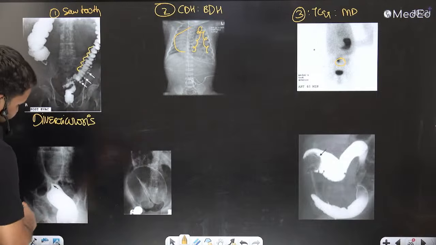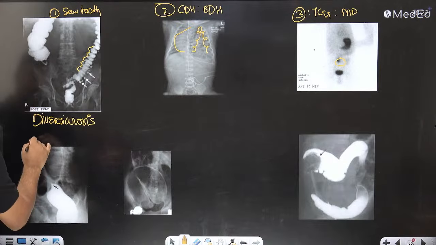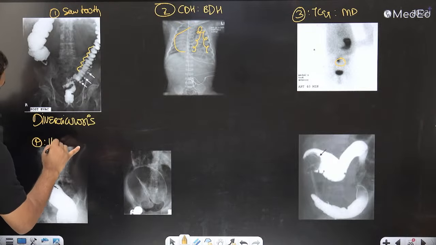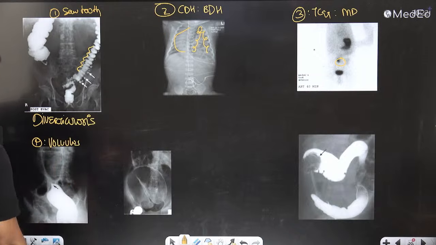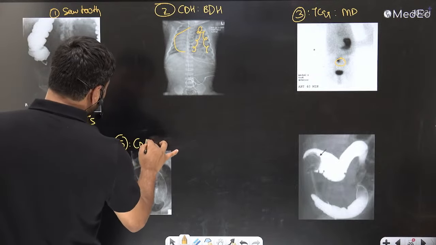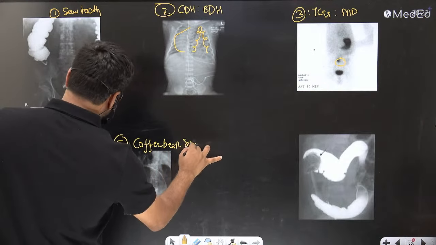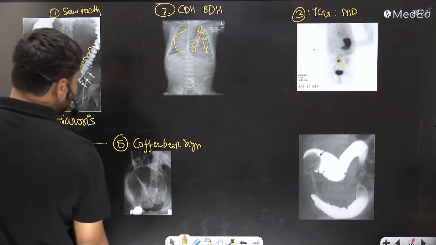Here you can see the classical bird of prey appearance. The bird of prey appearance is seen in volvulus. This is again an x-ray for volvulus. This is your coffee bean sign. The coffee bean sign is also seen in volvulus.